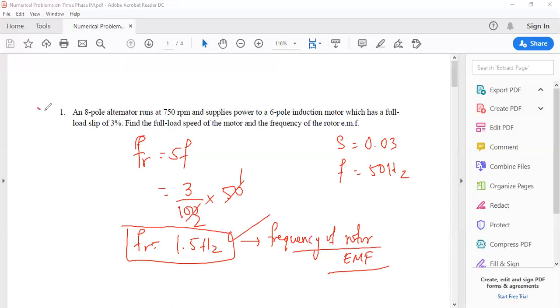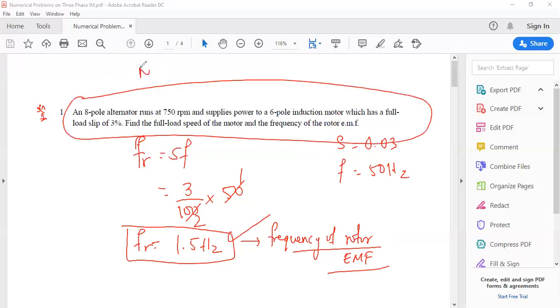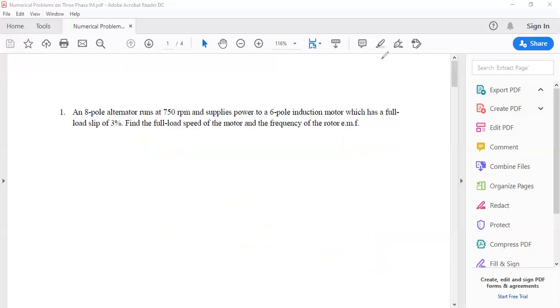This is one of the important problems which might occur in numerical problems of a three-phase induction motor. Let me write the heading as numerical problems on three-phase induction motor. This is how we can calculate. This is one of the important problems that you might come across in the examination. So, moving on to the next problem.